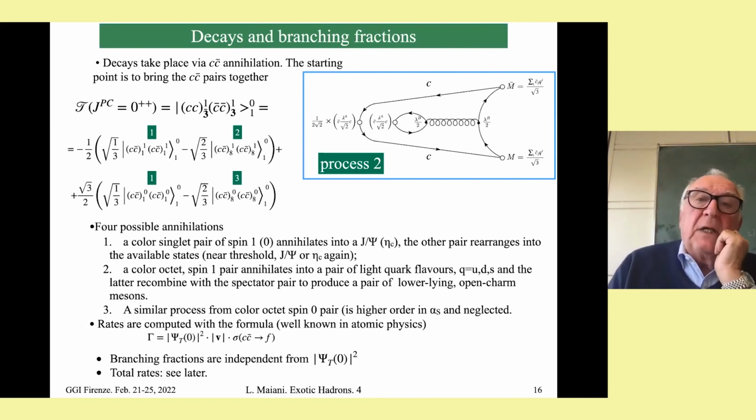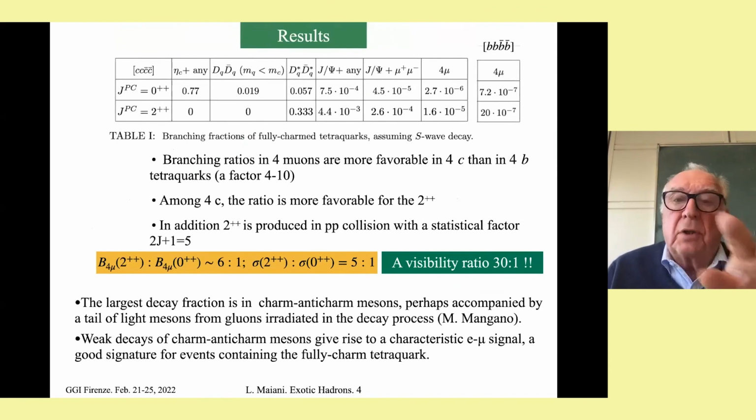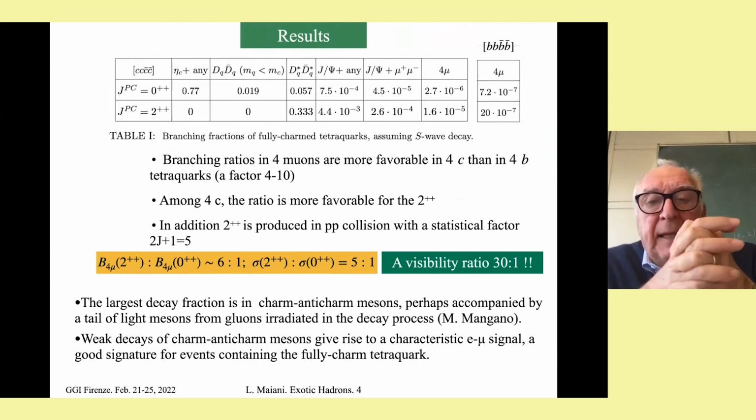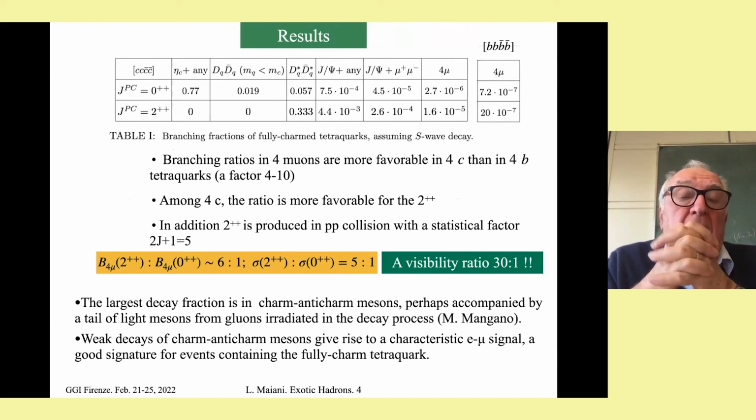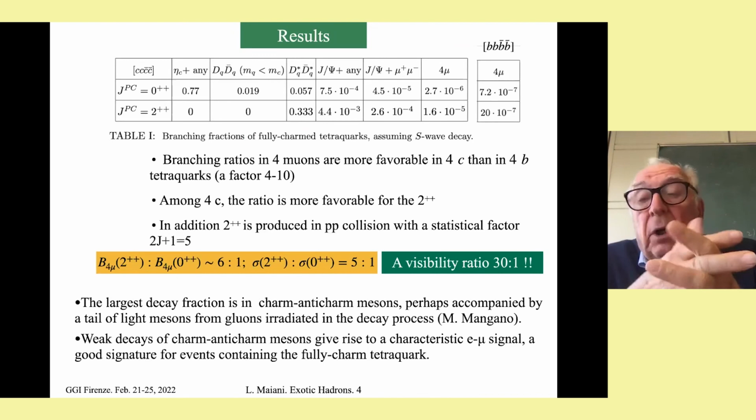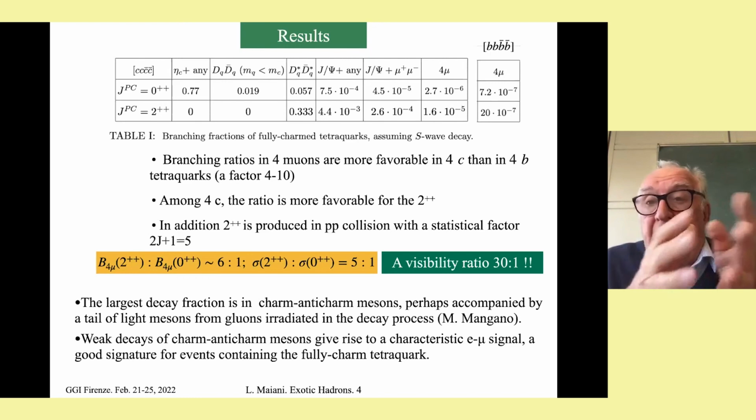And this we have done in a paper which unfortunately is not quoted here, a paper by Santopinto, myself, Becchi, and the other two Genova guys. And we have computed the branching ratios into all these channels, and in particular the branching ratio into four muons, when the two J/psi decay into mu plus mu minus.